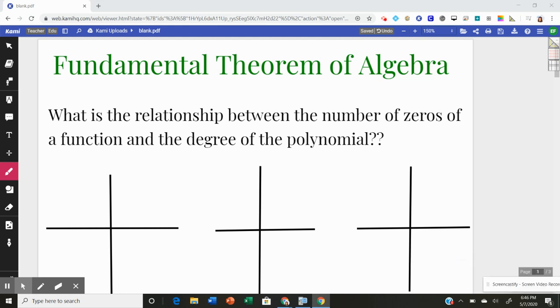Hello again, everyone. Today's video is going to be talking about the fundamental theorem of algebra as well as graphing polynomial functions in standard form. Before we go through actually defining the fundamental theorem of algebra, we're going to look at first the relationship between the number of zeros of a function and the degree of the polynomial.